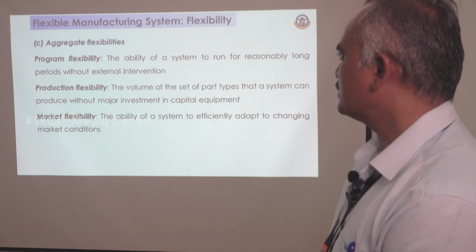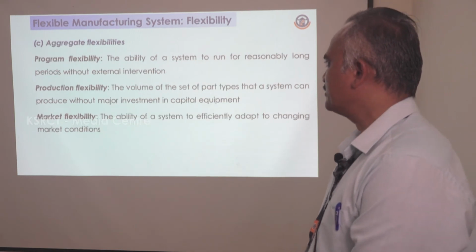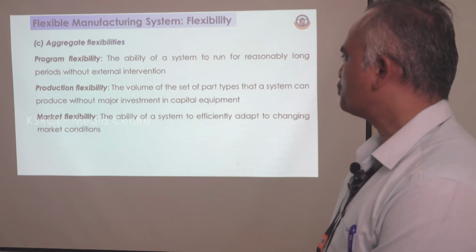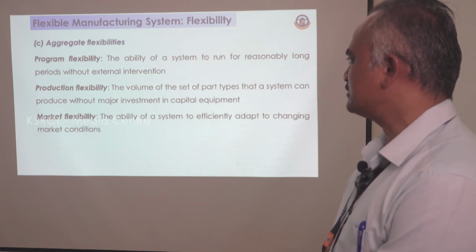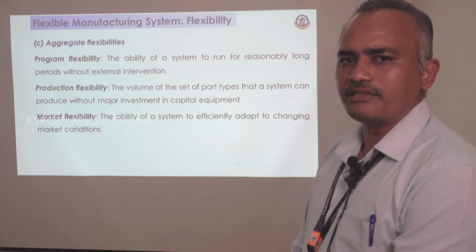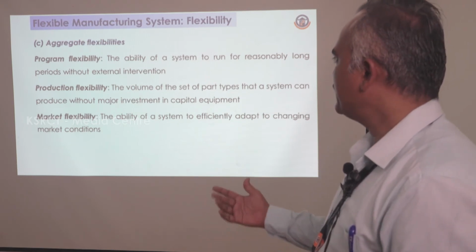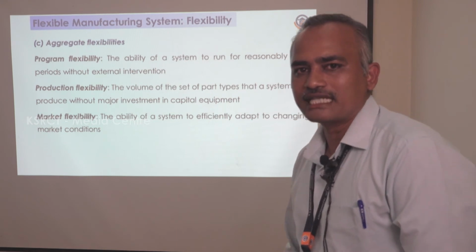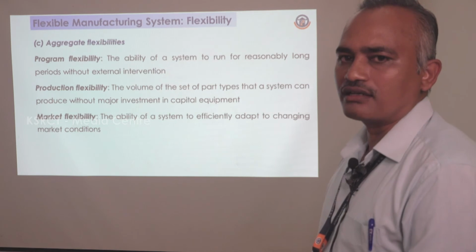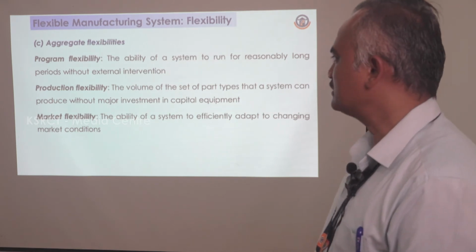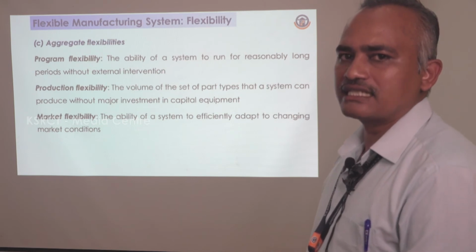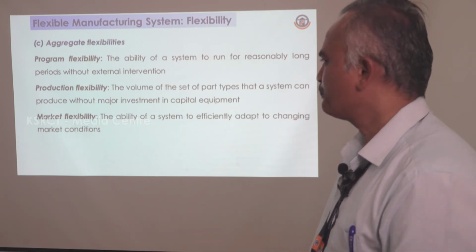And next one is aggregate flexibility. Under aggregate flexibility, we have program flexibility, production flexibility and market flexibility. Under program flexibility, here the ability of the system can be used to run reasonably for long periods. So it depends on the time. Here we cannot intervene externally for this system.